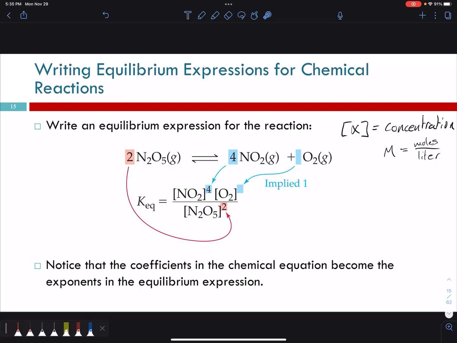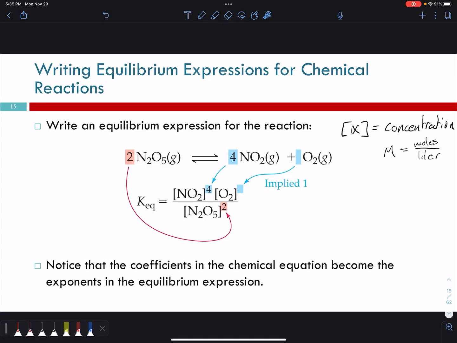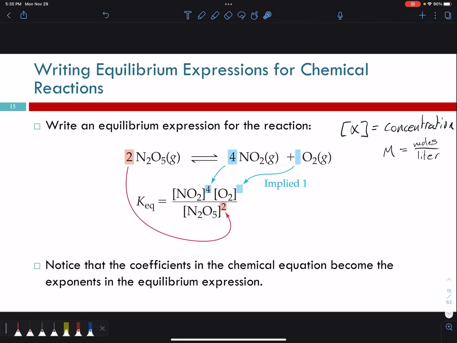Well, I say that, but you don't put solids and liquids in. Solids and liquids aren't part of the equilibrium expression. What does the implied mean? Because there's not actually a 1 in front of the oxygen, there's an implied 1 there. Got it.